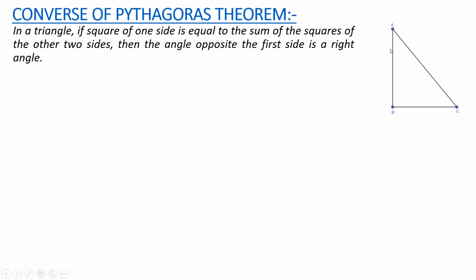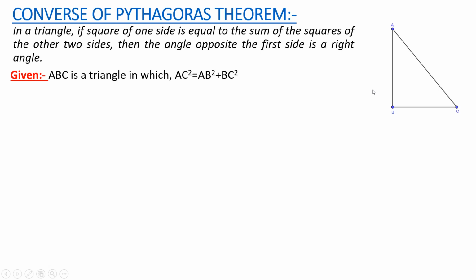In this image, we are having a triangle ABC. By observing this triangle, we conclude that AC is the longest side in this triangle. Then in triangle ABC, if AC square is equal to AB square plus BC square, then the angle opposite to the longest side, which is AC, that is angle B, is the opposite angle.